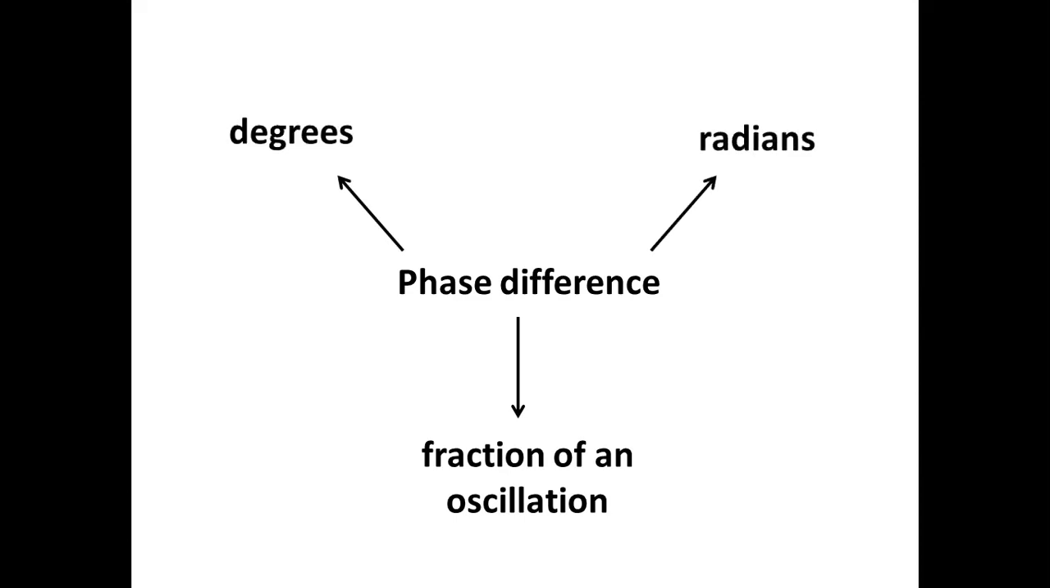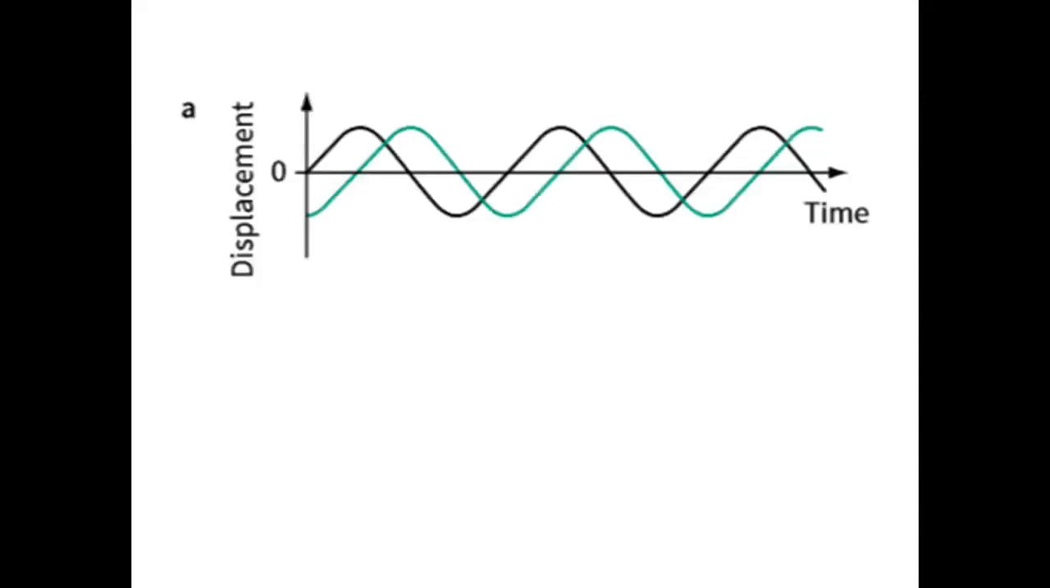Let's have some examples. In the first example, we have the displacement versus time graph of two waves, and the waves have the same frequencies and amplitudes. To begin with, I'll be picking a point on the first graph. I'll be picking this point over here. The corresponding point on the second graph will be around here.